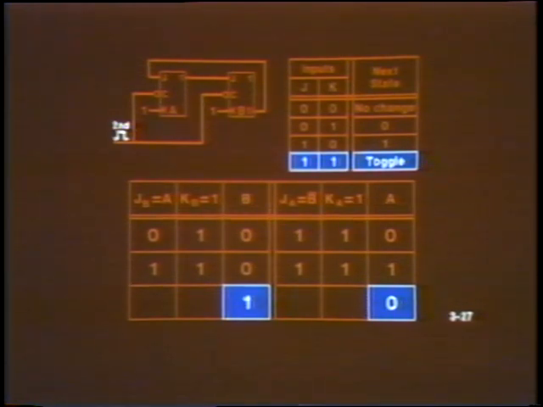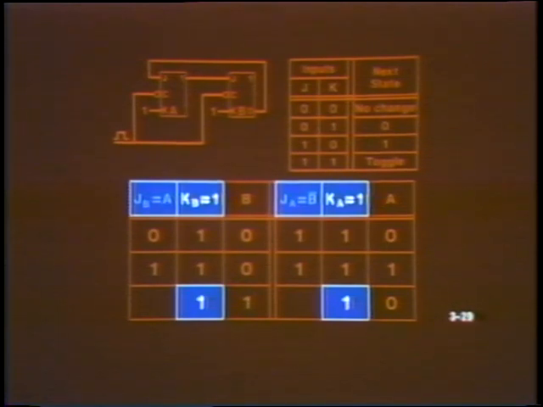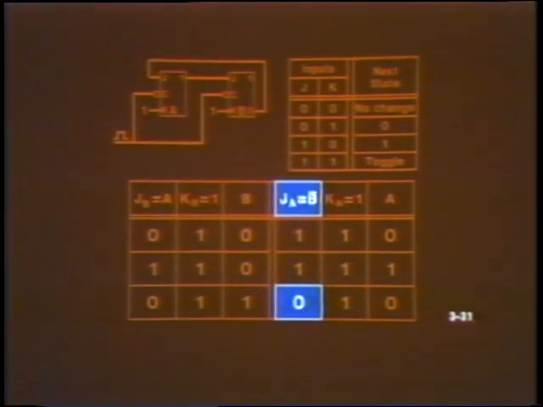To determine the next state, we compute the inputs again, following the same procedure. We know that both flip-flops' K inputs are 1, and J sub B is 0 because A is 0, while J sub A is 0 because flip-flop B is set.